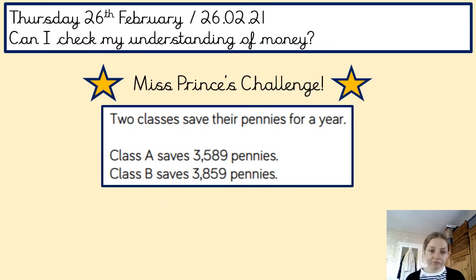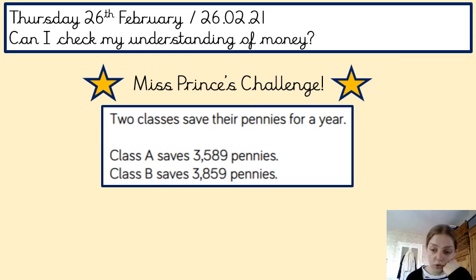Okay, so your challenge for today is it says 2 classes save their pennies for a year. Class A saves 3,589 pennies. Class B saves 3,859 pennies. It is your challenge to work out who saved the most pennies. Okay, so who saved the most and by how much? Okay, so who saved the most pennies, and then you need to work out the difference.